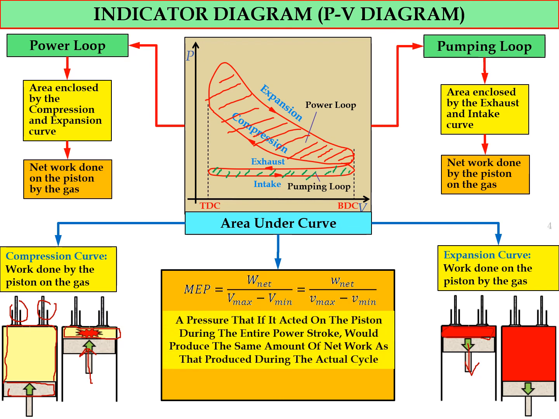So it is a pressure that, if it acted on the piston during the entire power stroke, would produce the same amount of net work as that produced during the actual cycle. So it is a parameter to compare the performance of reciprocating engines of equal sizes. Okay, so this is the explanation of the indicator diagram.